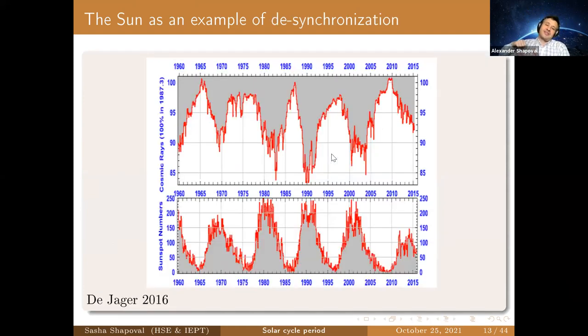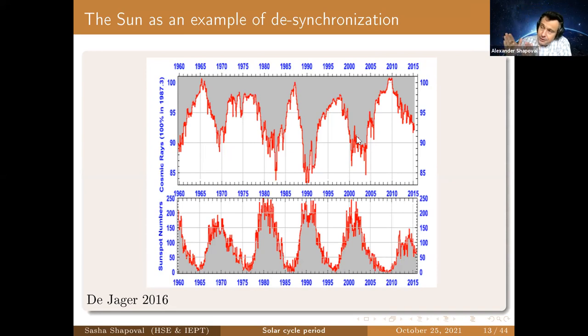Now I'm going to say that the sun is an example of desynchronization. And at first sight, it looks like I'm cheating, because these two series are nicely synchronized. You see almost exact anticorrelation, almost as if it were a mirror between two series at the scale which is presented.